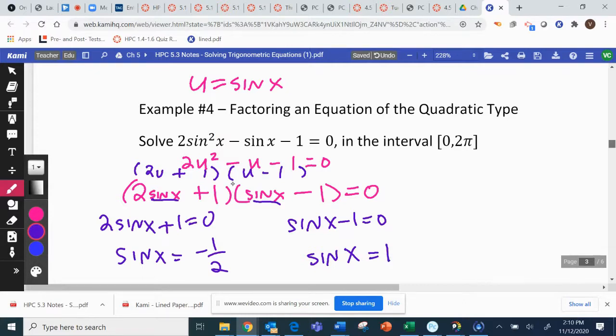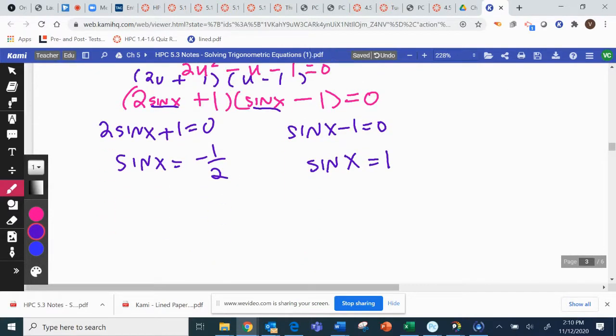There we go. So I think we already talked about this first one. Where is sine x negative a half? Did we not talk about this yet? Where is it? 7 pi over 6 and 11 pi over 6. All right, 7 pi over 6, 11 pi over 6.